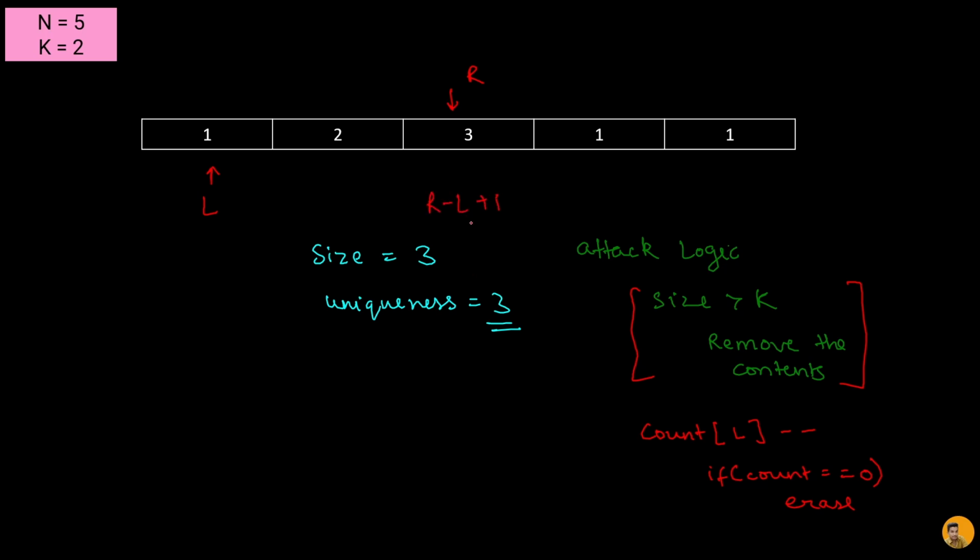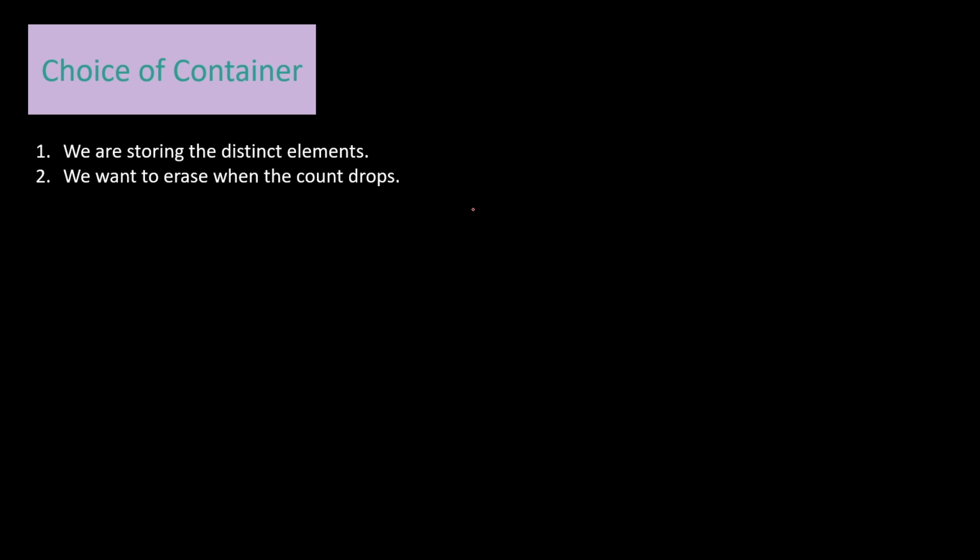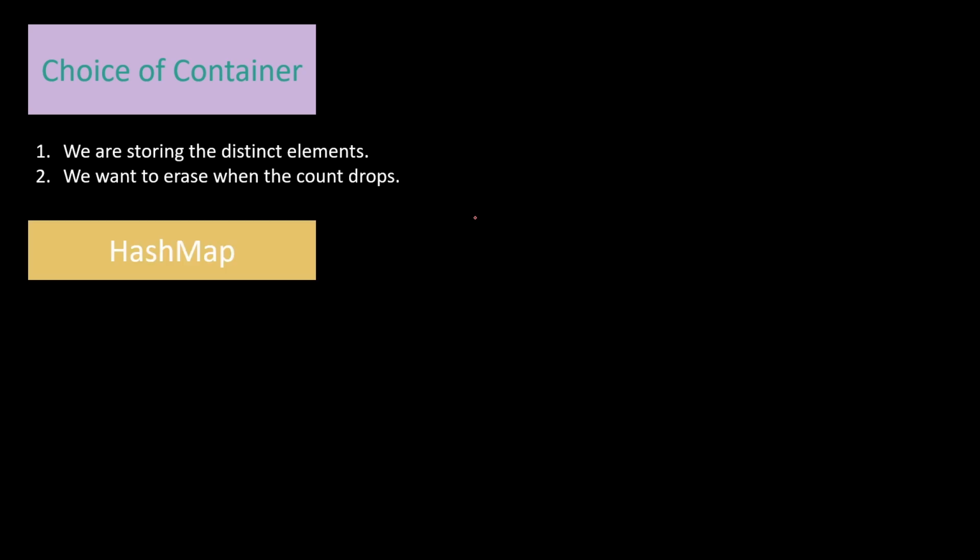Now comes the next thing, which is the choice of container. We are storing the distinct elements and we want to erase when the count drops. That means we can have a hash map. Here we are going to store the distinct elements, and the size which we were calculating, the window size, the hash map size is going to give the window size. We can have the count here of the elements. These are elements and these are the counts. And when the count drops, we can erase it simply.